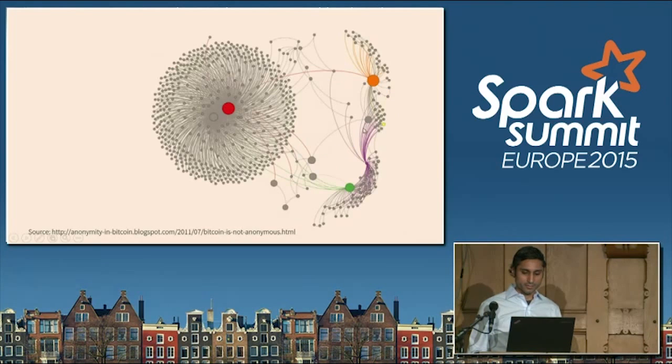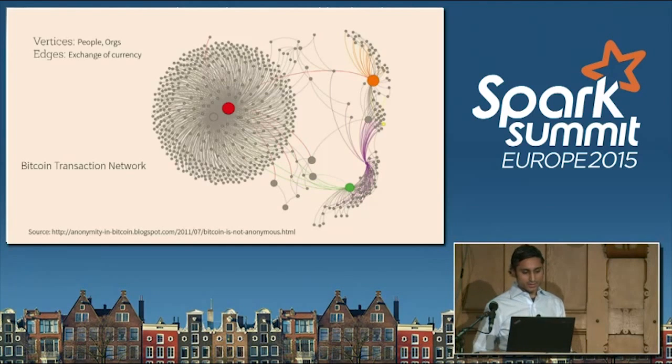Look at this one. This is a Bitcoin transaction network trying to uncover and reveal the anonymity of the different users using Bitcoin, where the vertices are the people and the organizations, and the edges are the exchange of the currency of Bitcoin. You can go to this blog here to understand more about how this was derived and what this means.